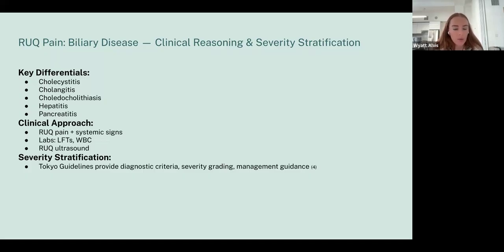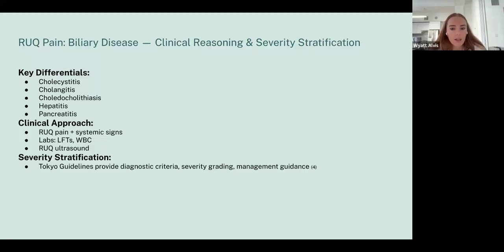And so clinically, when we think about right upper quadrant pain, we want to look for any signs of systemic infection, and get focused labs from there with maybe LFTs, definitely white blood cell count. And then we also would like to use the bedside because it's quick, easy, painless, and gets results very quickly. A bedside right upper quadrant ultrasound to evaluate for possible biliary pathology.